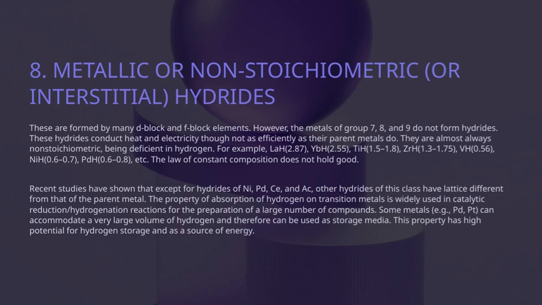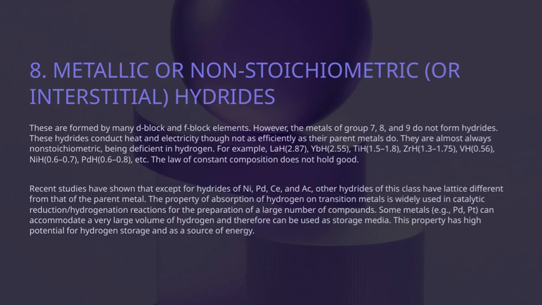Hydrides are formed by many elements in the d-block and f-block of the periodic table. However, it's important to note that metals from groups 7, 8, and 9 generally do not form hydrides. The hydrides that do form are good conductors of heat and electricity, although not quite as efficiently as the metals themselves. Most of these hydrides are non-stoichiometric, meaning they are often deficient in hydrogen compared to what you might expect if they followed strict ratios.